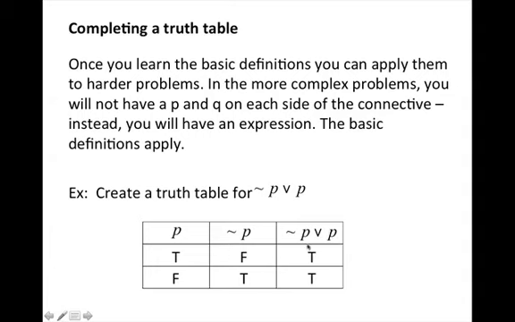In the second case, my not P is true and my P is false. So I have true or false. Since I have a true, my not P or P is true. So if either the statement in front of the or behind the or is true, then the or is going to be true.